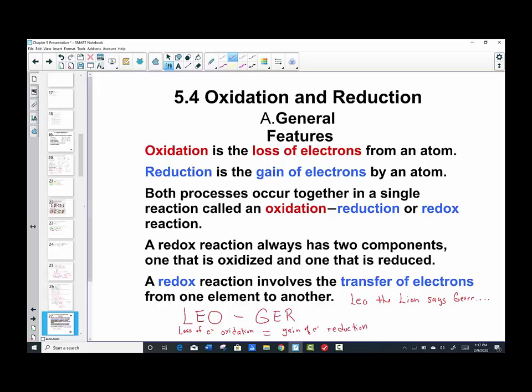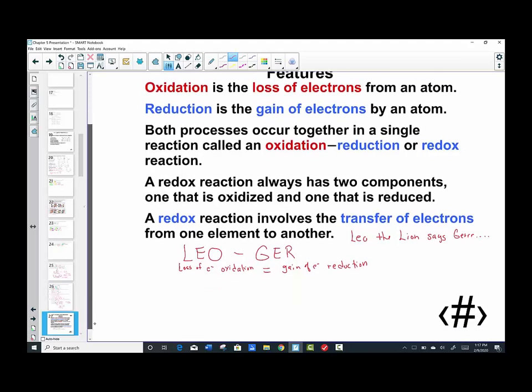That's a little helpful sentence to let me remember those two definitions. Leo the lion says, grrr, Leo, oh, loss of electrons, oxidation. When you lose electrons, we remember that you become more positive on the number line. And when you gain electrons, you become more negative on the number line. Gaining electrons makes you more negative. Oxidation, loss of electrons, makes you become more positive on the number line.